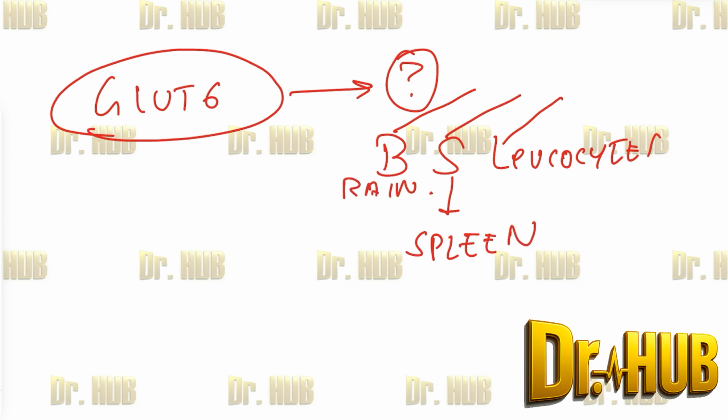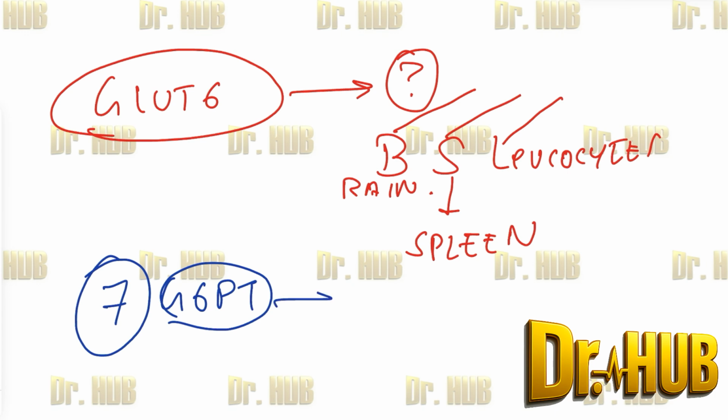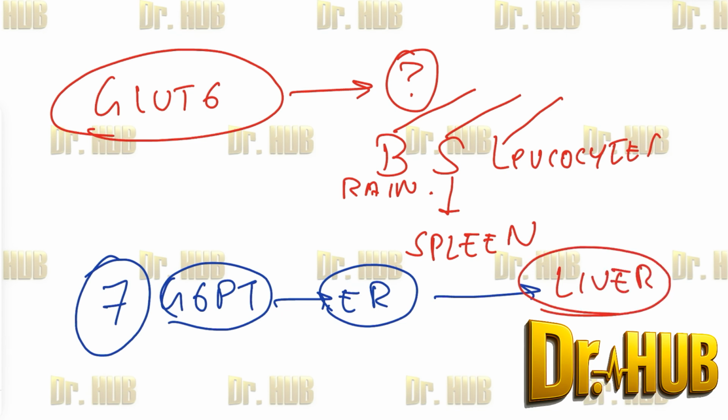Lastly, there is another one, that is GLUT7. GLUT7 is the G6P transporter, and this is present in the ER, that is the endoplasmic reticulum, and the major site is the liver.